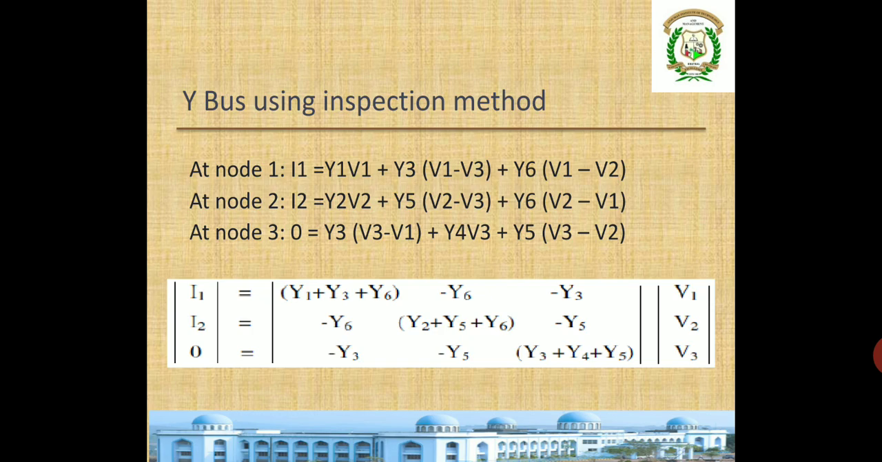See here, in the previous case we took it as from 1 to 2. Here we are considering from 2, so it is 2 to 1. So Y6 multiplied by the voltage V2 minus V1 means it is the potential difference from 2 to 1.